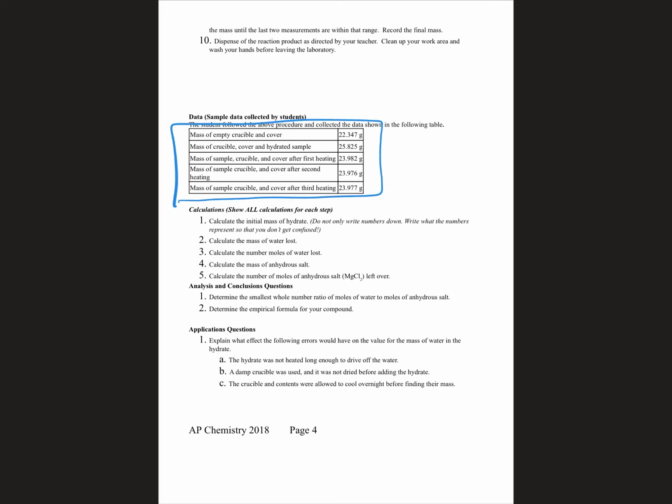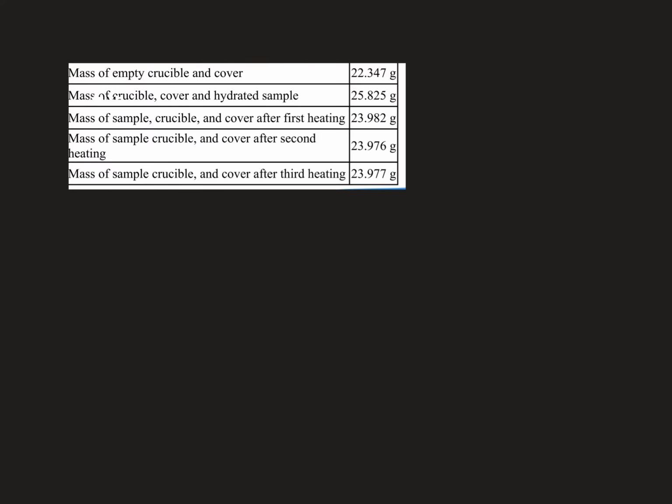So I'm going to go ahead and clip that little data table off, and I'm going to move it to the next slide. Okay, so now we have the data table. So now we want to look at what information we have. So the first piece of information gives us the mass of the crucible and the cover.